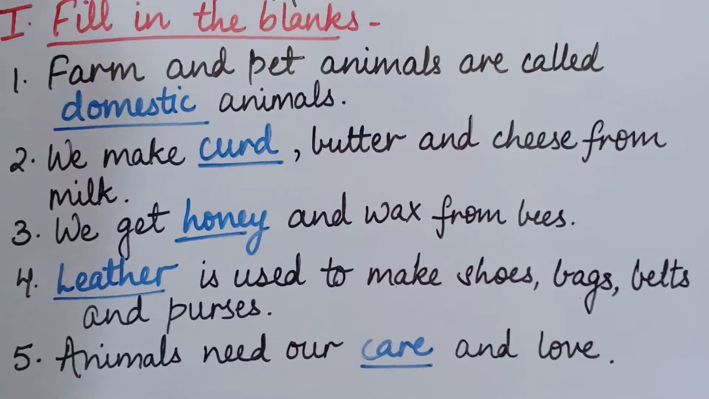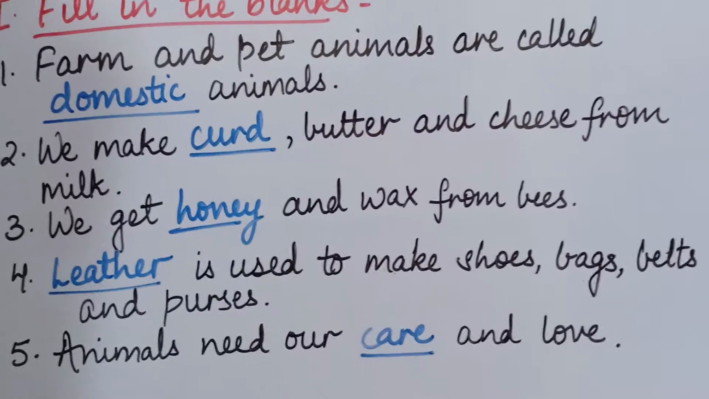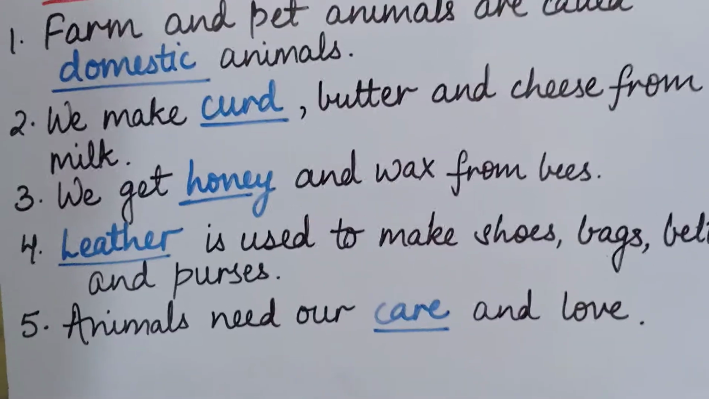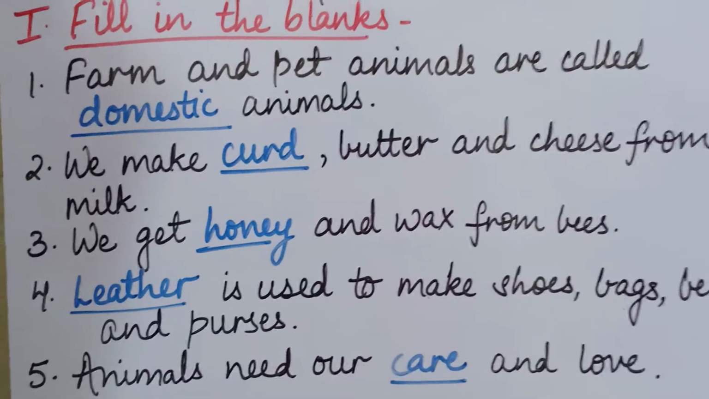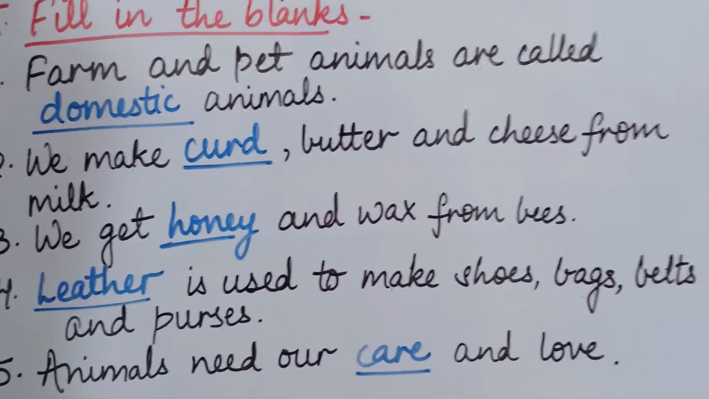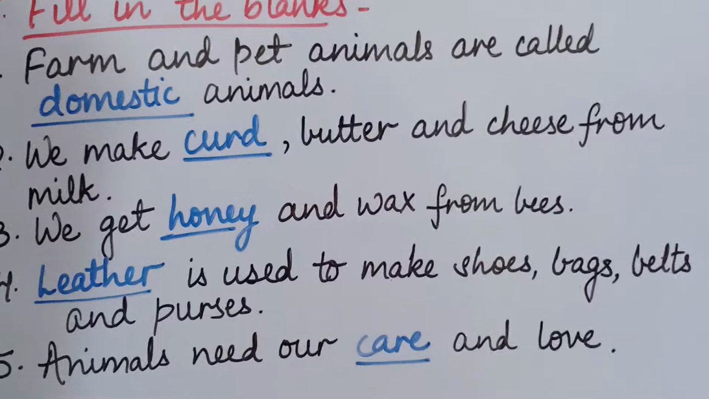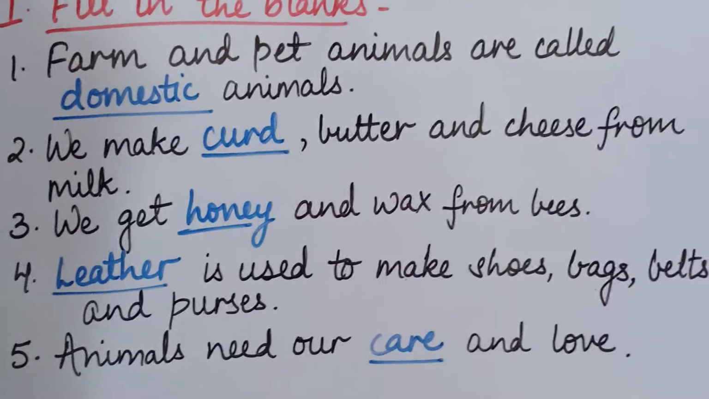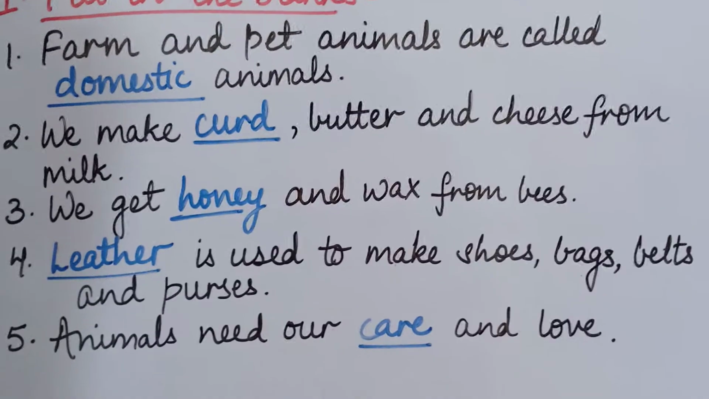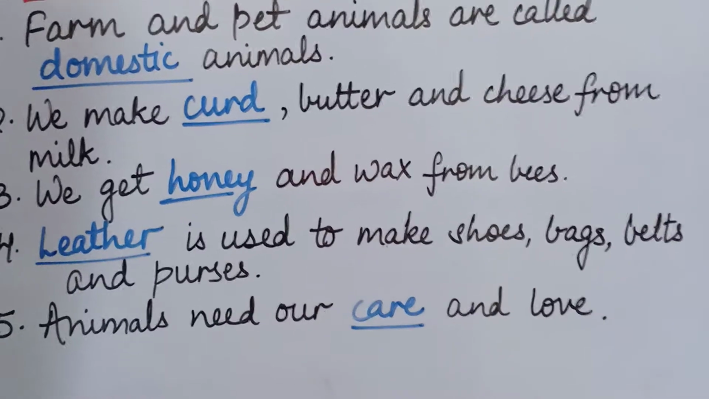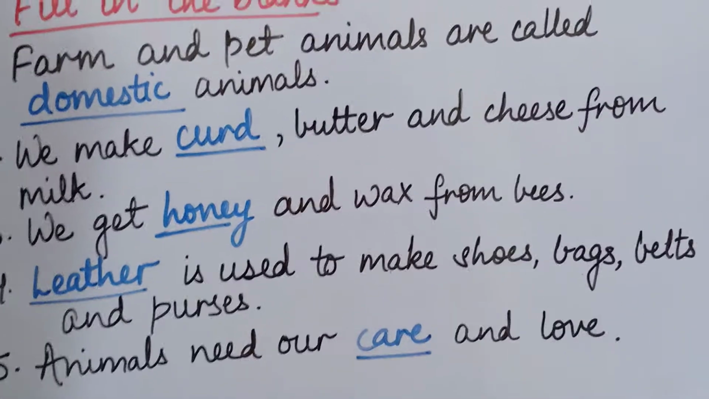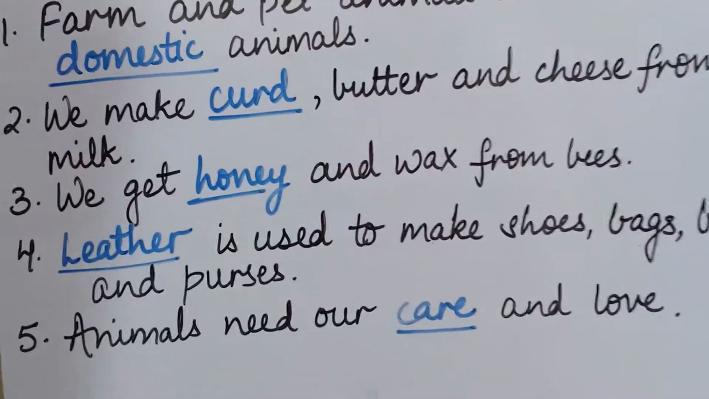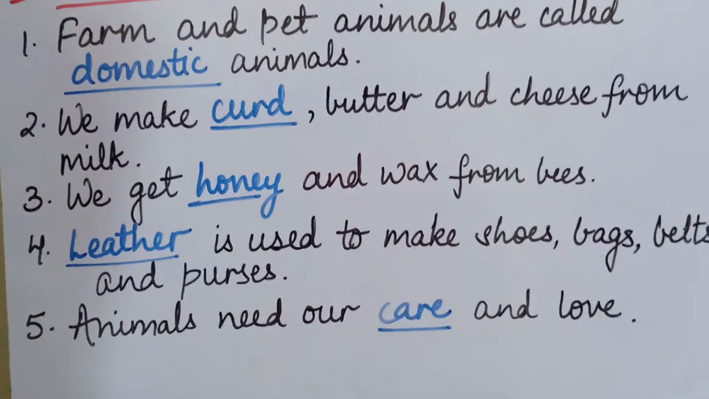And children, do you all remember from where we get the leather? We get leather from the skin of dead animals. ओके, एंड एनिमल्स कौन कौन से होते हैं जिनसे हमें लेदर मिलता है? Buffalo, snake, camel and crocodiles. Okay, 4 animals were mentioned in your book: buffalo, camel, crocodile and snake. We get leather from these 4 animals.